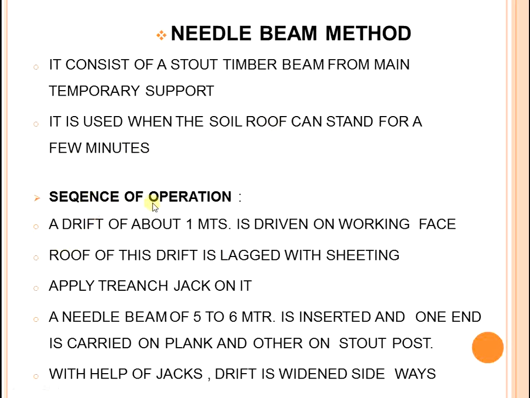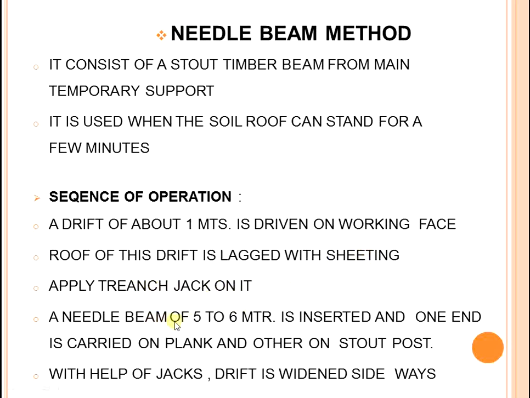Next, the sequence of operation. A drift of about 1 meter is driven at the working face. First of all, we drive into the face of the strata or face of the soil, about 1 meter. Next, the roof of this drift is lagged with sheeting, and the trench jack is applied on it.